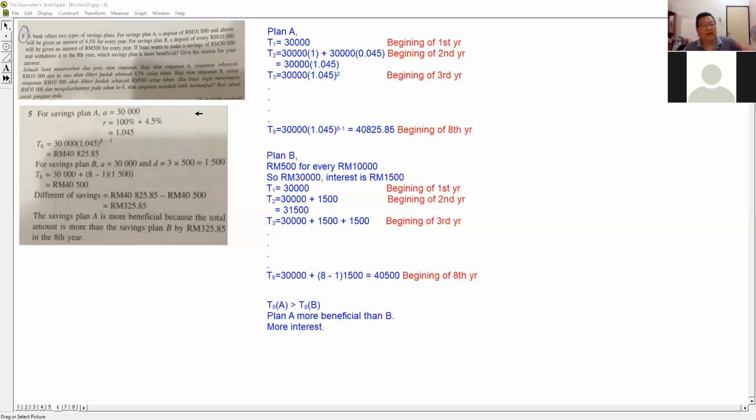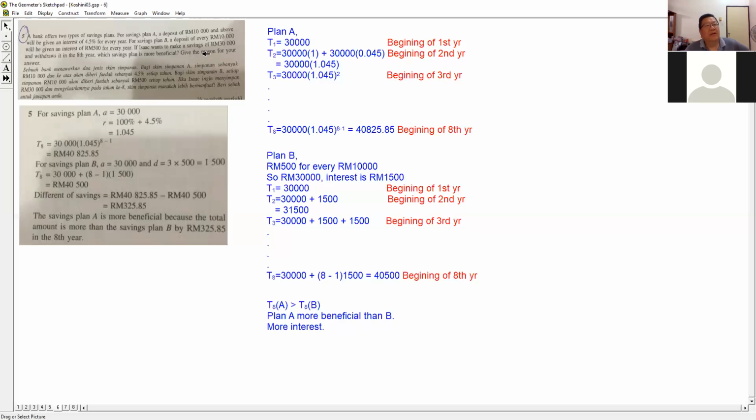So this is slightly different. They count in terms of 10,000. How many 10,000 are there? Each 10,000, you are given 500. Now, anything less than 10,000, between 0 to 10,000, then you are not given anything. Okay, so this is the story. So if Isaac wants to make a savings of 30,000 and withdraws it in the 8th year, which savings plan is more beneficial? And give the reason for your answer.